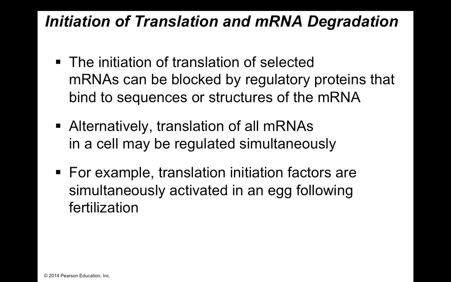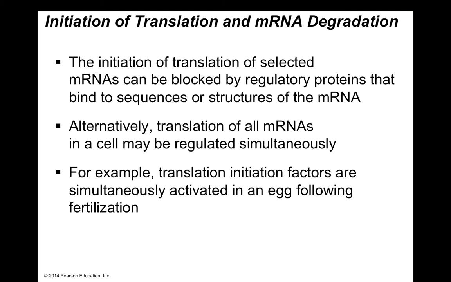Remember when we learned about translation in the last chapter? Translation began with the formation of a translation initiation complex. The messenger RNA, a transfer RNA, the ribosome, and some helper proteins need to all come together to get translation started. One way to block translation is to modify one or more of the helper proteins. So if the complex can't form properly, translation won't be able to happen.